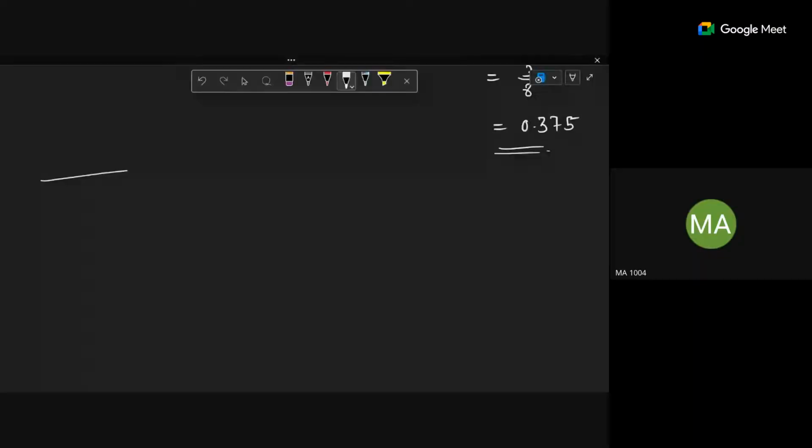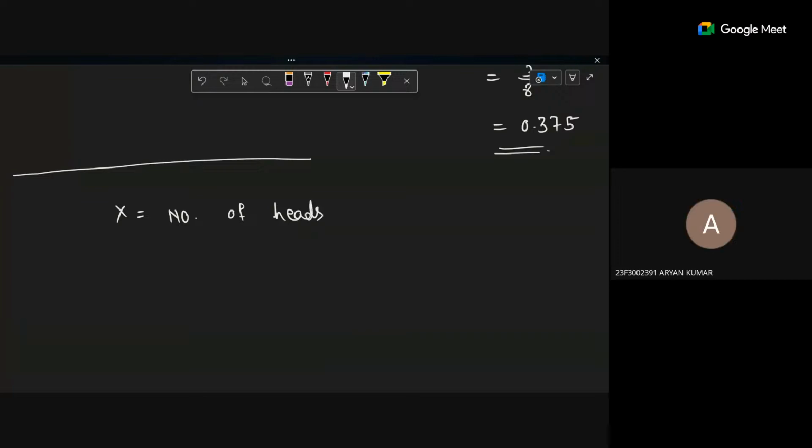So they have done the toss 3 times, right? And it's an unbiased coin. That means the probability of head and tail will be 1/2. X is the number of heads. What is the range for X? 0, 1, 2, 3.